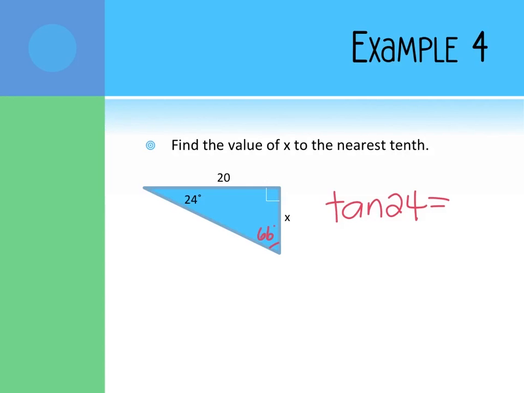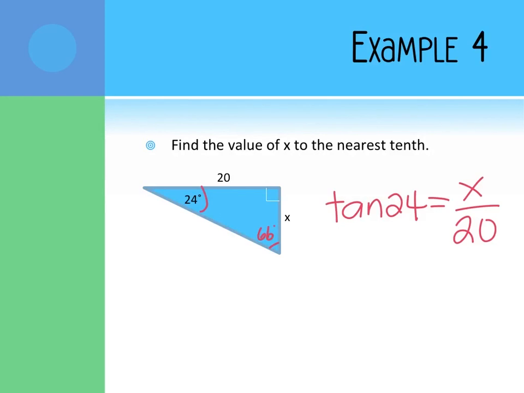What's the ratio? What's tangent of 24? X over 20. So if the tangent of 24 equals x over 20, how would I solve that for x? If I just said what's the tangent of 24? Now I'm asking for a ratio. The ratio would be the side opposite, which is x, over the side adjacent, which is 20. So now, how do I get that equation solved for x?